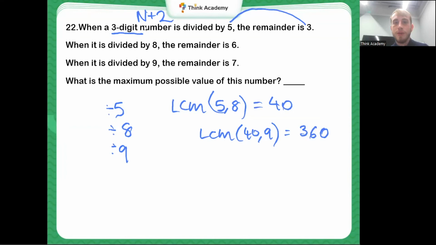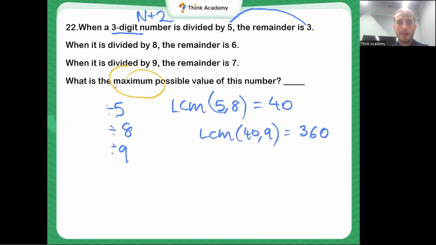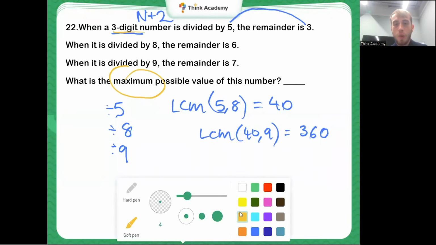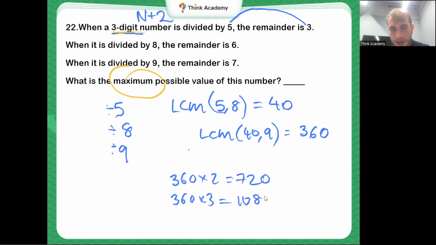Now, normally, you might just take off your 2 and find what n is, but this is asking for the maximum possible value. This is a little bit tricky. What is the maximum possible value of this number? And I know it's a 3-digit number. So we need to use the trick that all common multiples are multiples of the lowest common multiple. The next multiple is going to be 360 times 2, which is 720. And the one after that is going to be 360 times 3, which is going to be 1080, which is too big because that's not a 3-digit number.